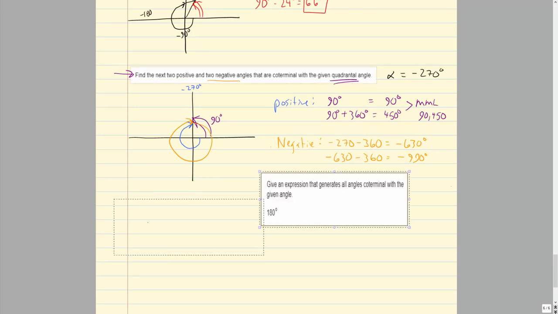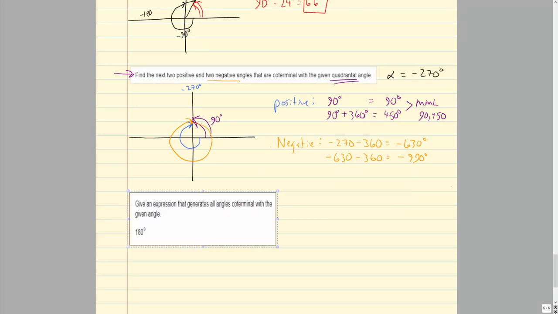And let's go ahead and write a generic expression that would be able to generate all the angles that are coterminal with a given angle. Now here we're looking at 180 degrees. So let's go ahead and sketch this out. 180 degrees would be this angle right here. This is the initial side. This is the terminal side.